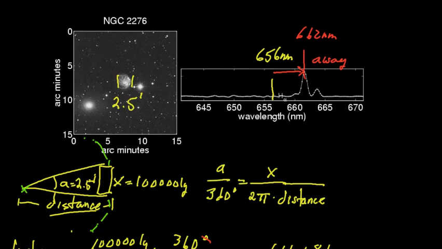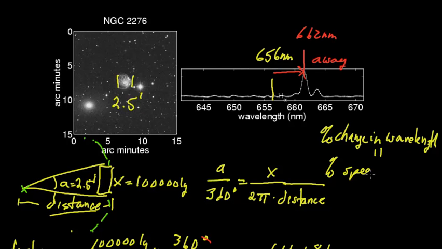for the Doppler shift, the percent change in the wavelength is equal to the percentage of the speed of light.